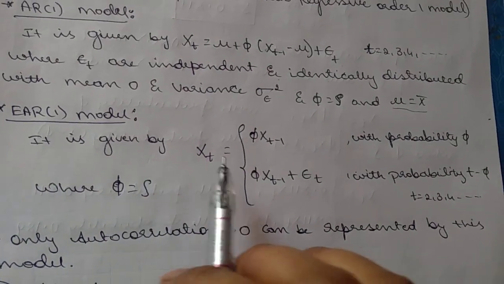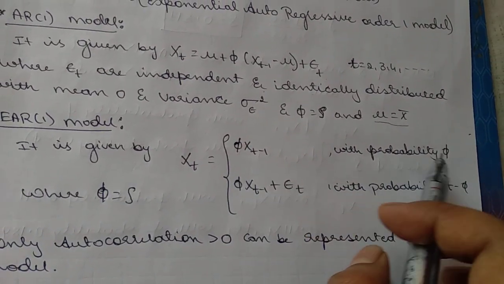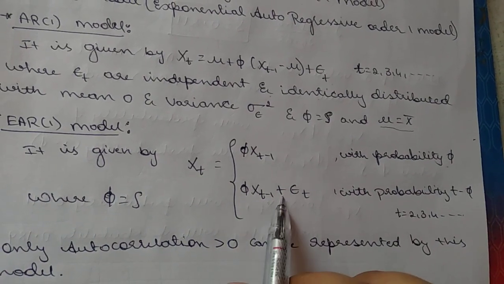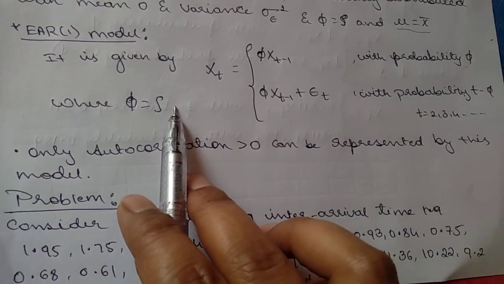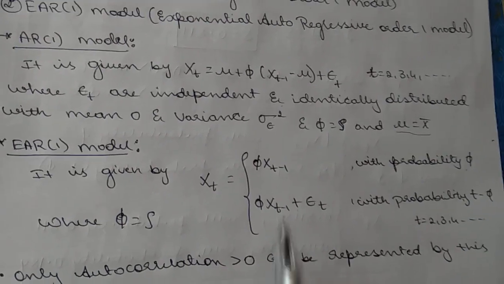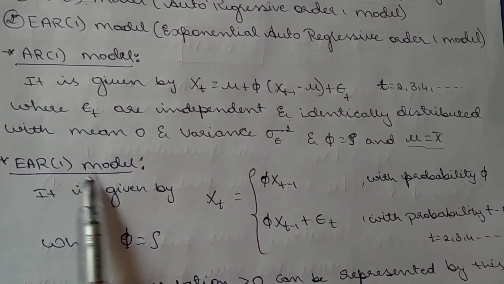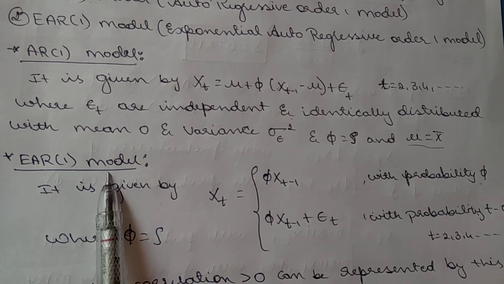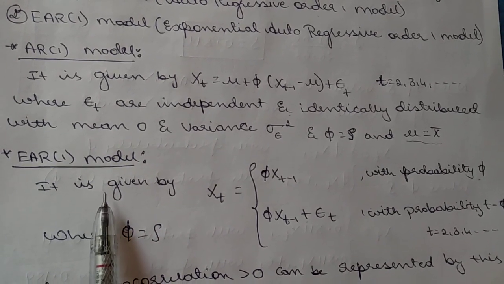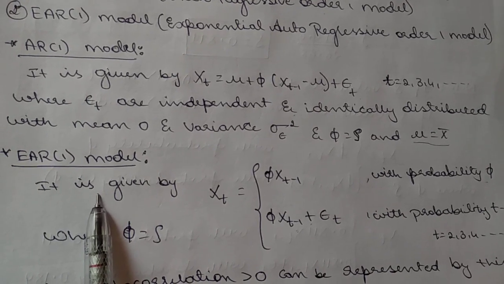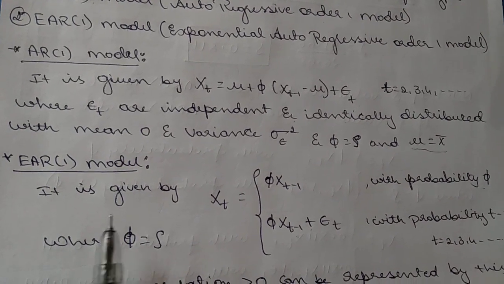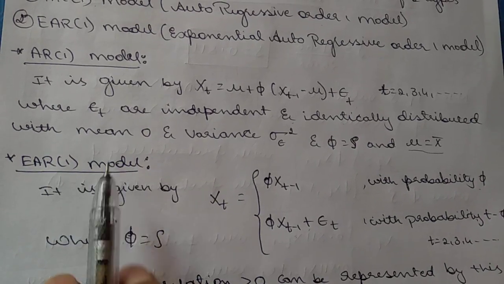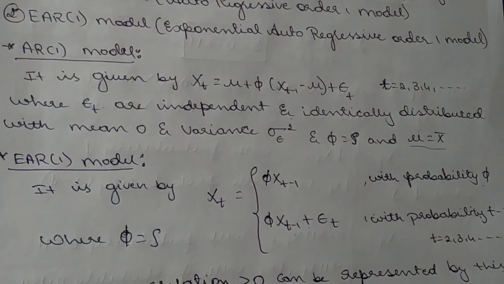The EAR1 model is given by xt is equal to phi xt minus 1 with probability phi, and xt is equal to phi xt minus 1 plus epsilon t with probability 1 minus phi, where t is equal to 2, 3, 4, 5, 6. Then phi is equal to rho. You have to remember when to apply the AR1 model and when to apply the EAR1 model. The EAR1 model works only if the correlation is greater than 0, that is, only for positive values. After finding the rho value, check whether it is positive or negative. If it is positive, go with the EAR1 model. If it is negative, go with the AR1 model.